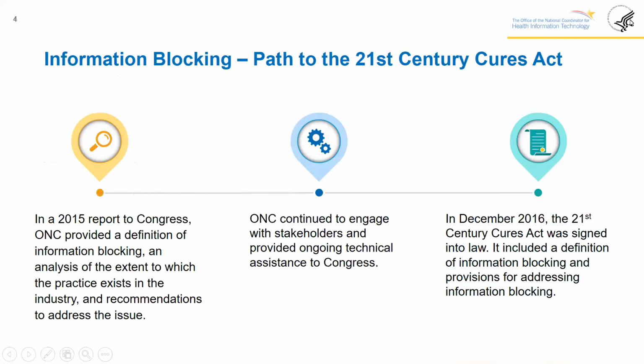So the path to the 21st Century Cures Act. There are many pieces to this puzzle, but in 2015, Congress asked ONC to draft a report that focused on information blocking. How is it occurring, as well as identifying some ways to address it. We released that report in 2015, and from there, worked with Congress as they were developing the Cures Act, providing technical assistance. Ultimately, in December 2016, Congress finalized the 21st Century Cures Act, which was signed into law at that time. That act included definitions for information blocking, as well as provisions related to how to address the practice itself.